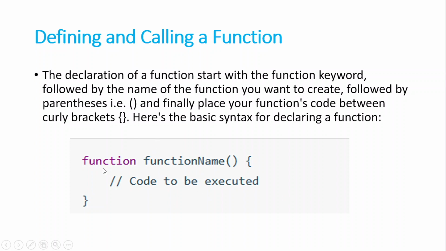So after the function keyword comes the function name, which can be any name. You can specify it like a variable name. Then we have the parentheses, and then the curly brackets. Inside the curly brackets, you write the code which you want to repeat or call multiple times.